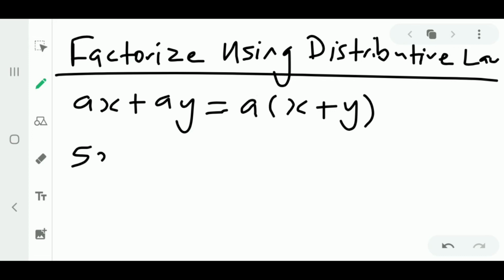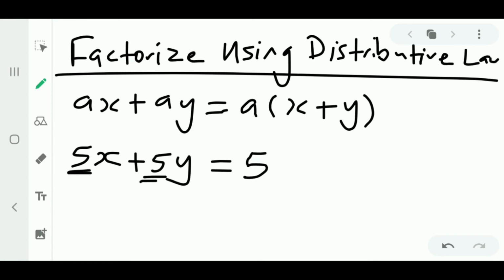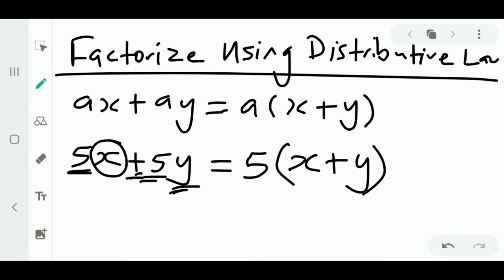Let's say we have 5x plus 5y. If we look, we realize that 5 is common between both of these. So we put the 5 on the outside. We write the bracket. What is left here? x. The sign that is there, the plus sign. And what is left here, which is y.